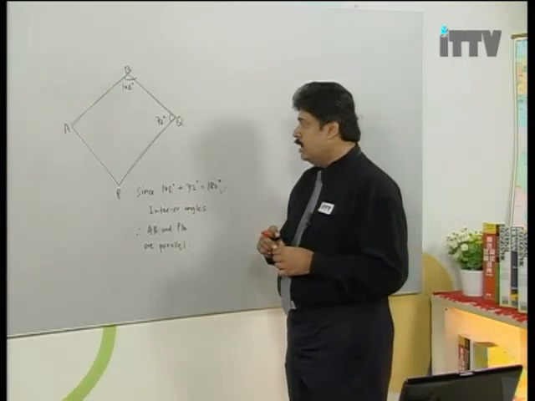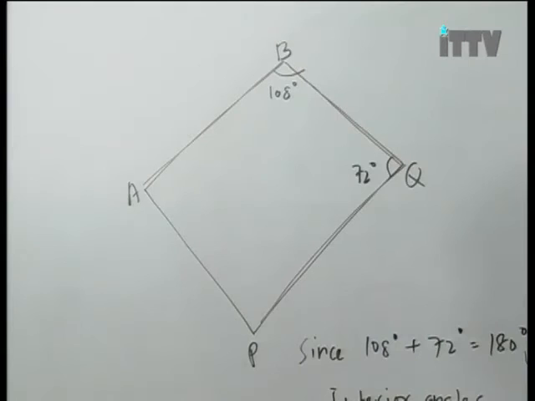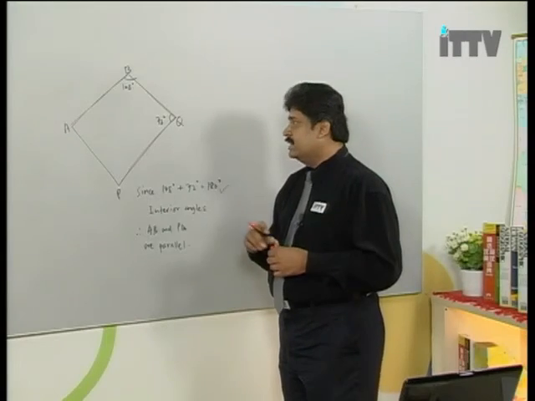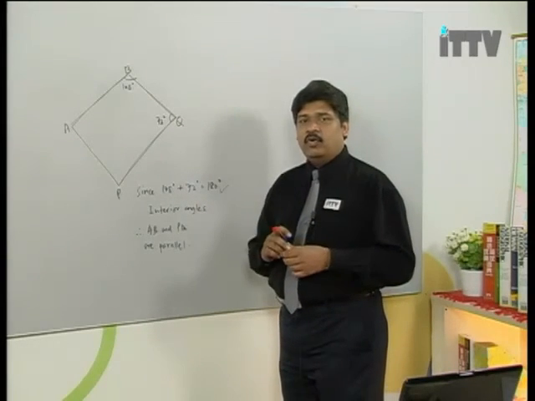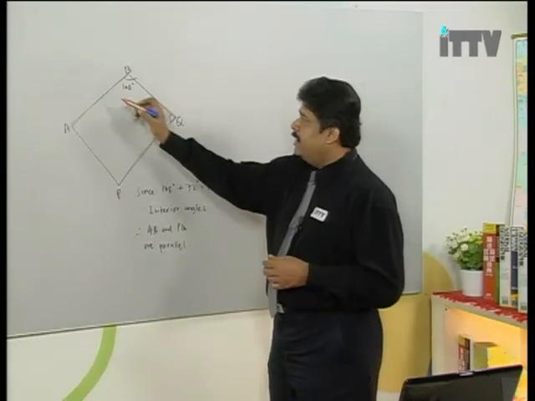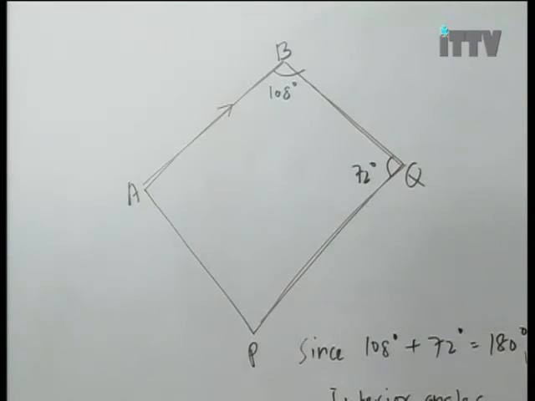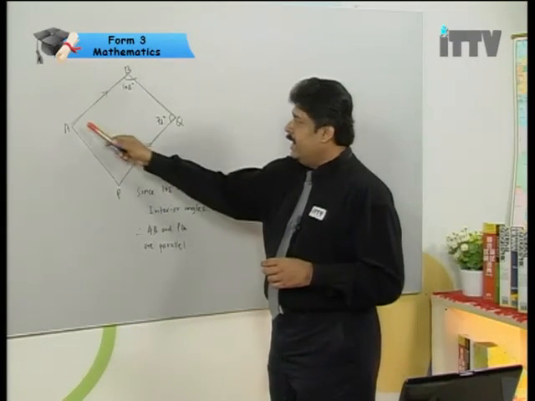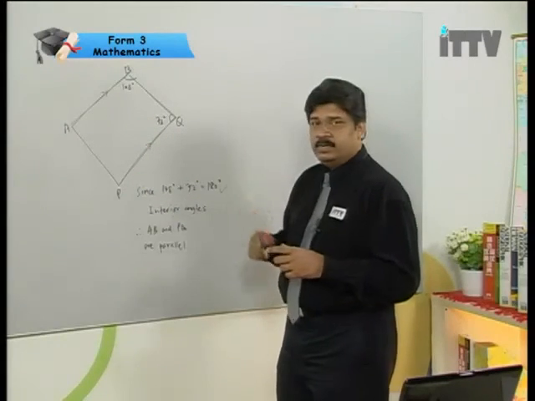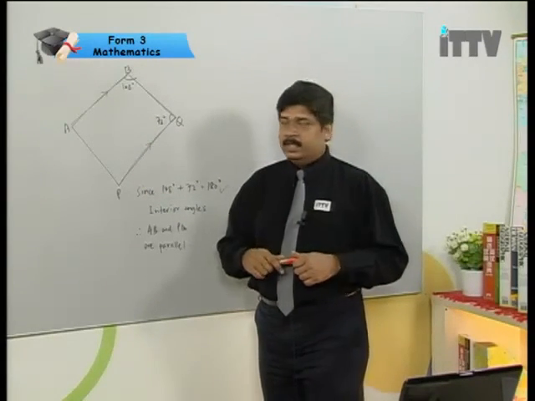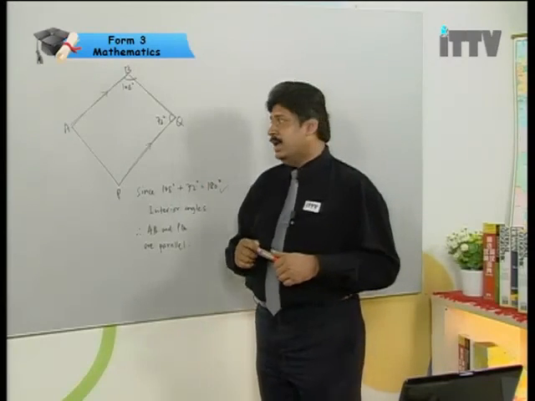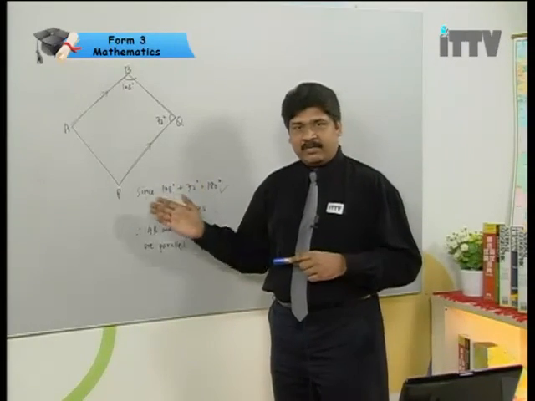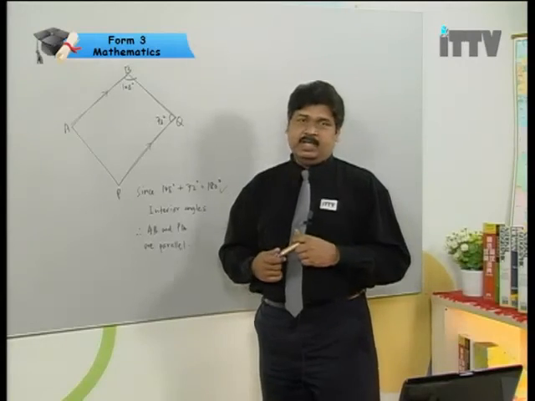Therefore, we can conclude that these two angles form the interior angles. Once we have established that this is an interior angle, therefore we can conclude that line AB is parallel to line PQ. So therefore, boys and girls, line AB and line PQ are parallel. This is how we will attempt questions dealing with parallel lines in your examination.